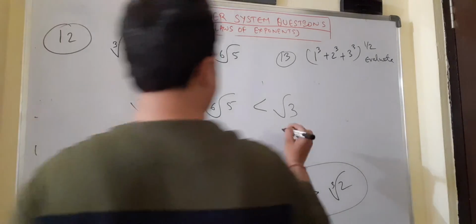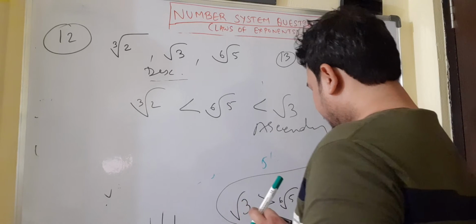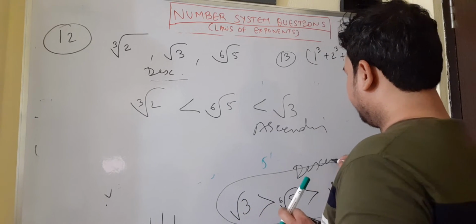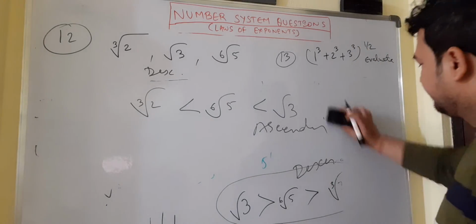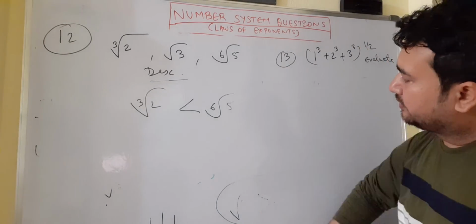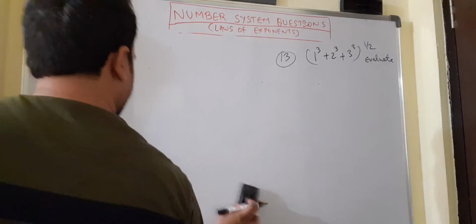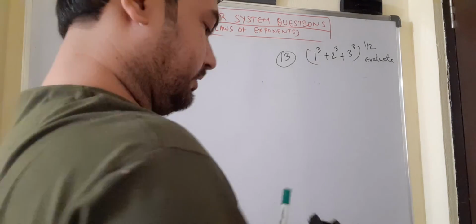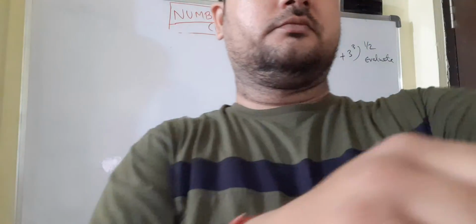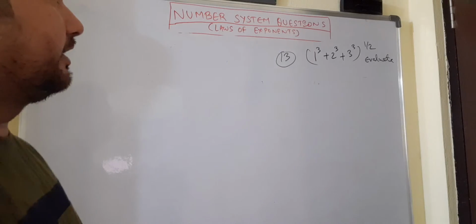Clear? This is your ascending order, and this was your descending order. Clear? Question number 12 is done. Question number 13. Question number 13 you can solve it easily. I think you can solve it by looking at it also.